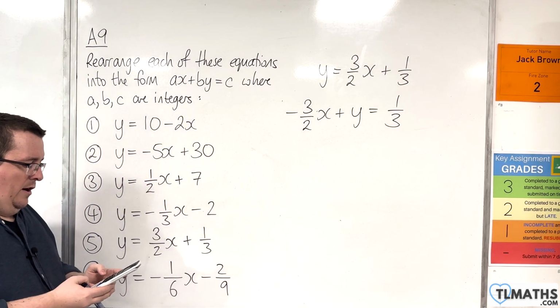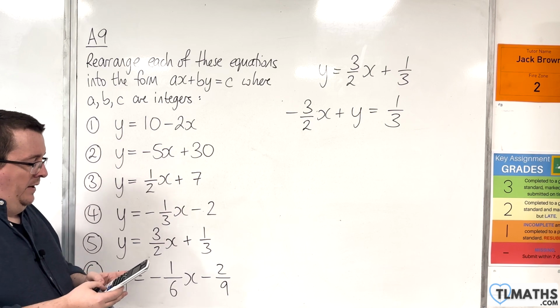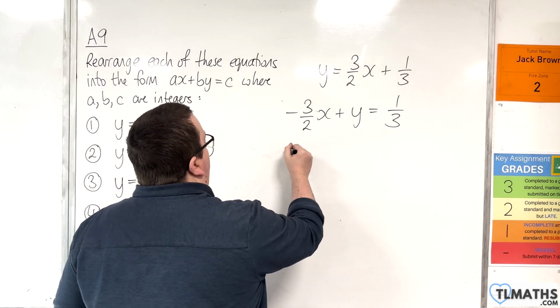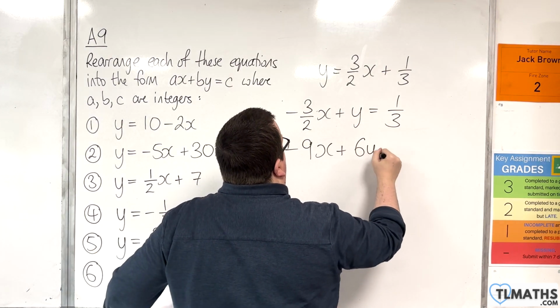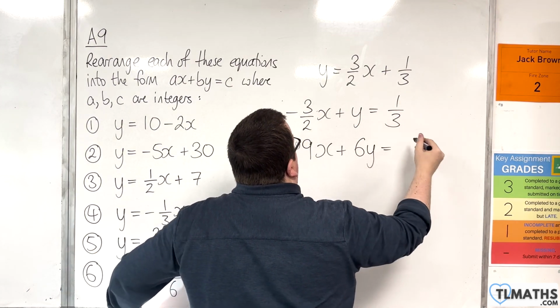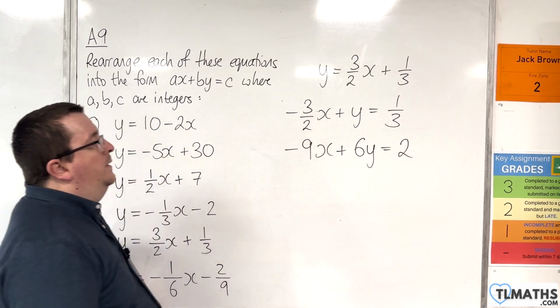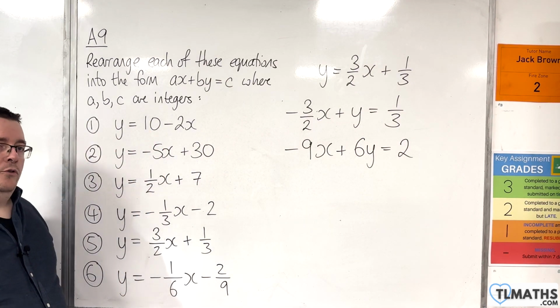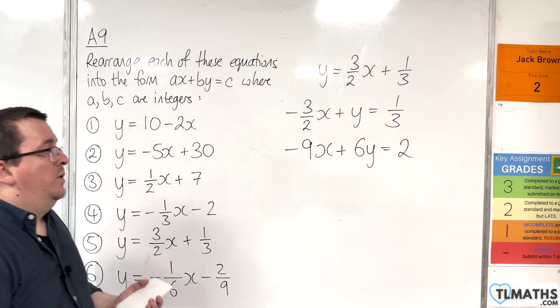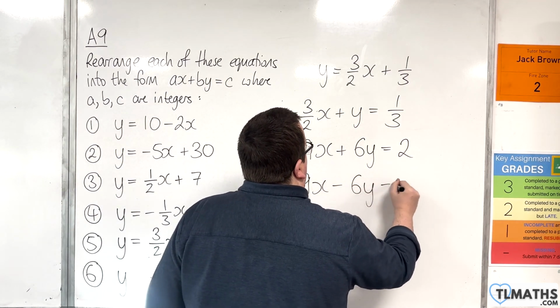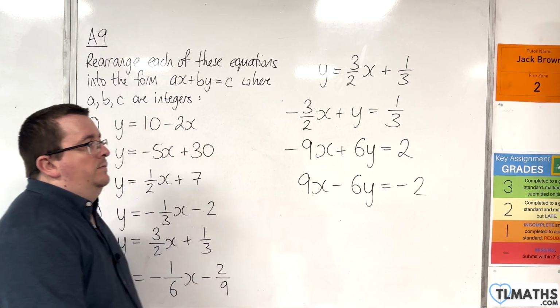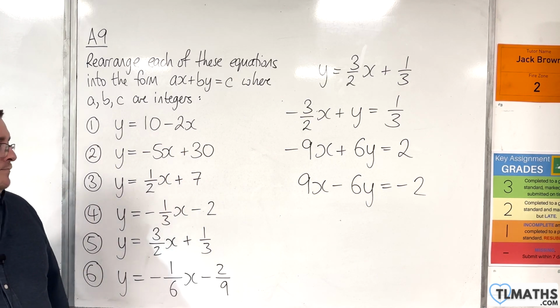If you want to do it in one go, minus 3/2 times by 6 is minus 9. So minus 9x, 6 lots of y, and then 6 lots of 1/3 is 2. And so that is your form. Again, if you want to multiply through by minus 1, you can. Okay?